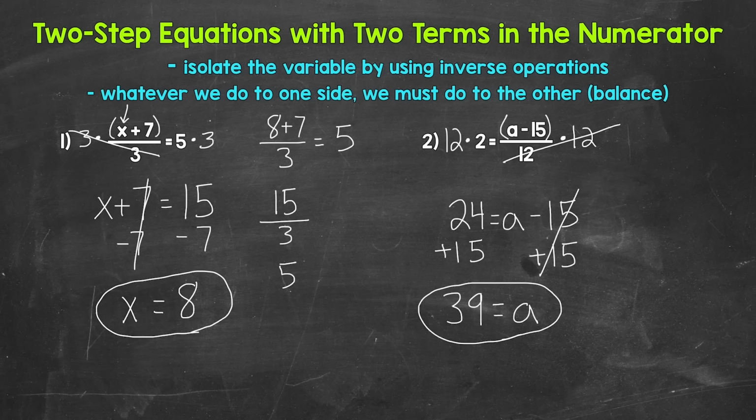That's our solution. And we can check it by plugging 39 in for a. So let's come to the side here. 2 equals 39 minus 15 divided by 12. Let's start with the numerator. So we have 39 minus 15. That gives us 24. And now we have 24 divided by 12, which does give us 2. So we are correct. a equals 39.